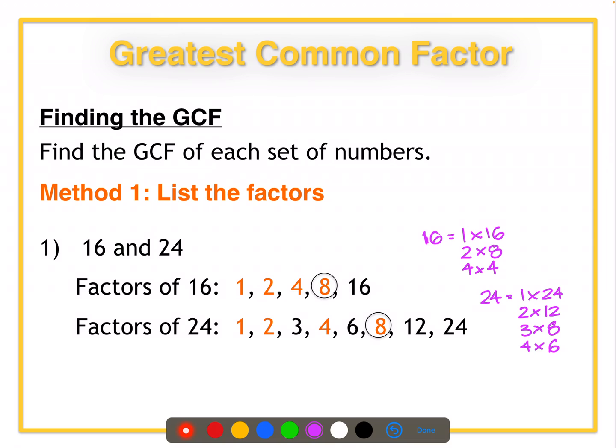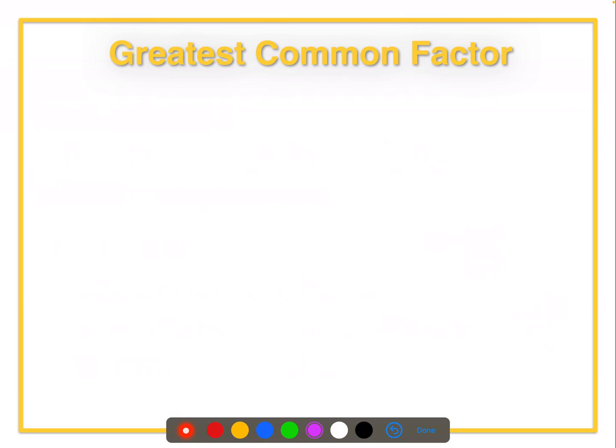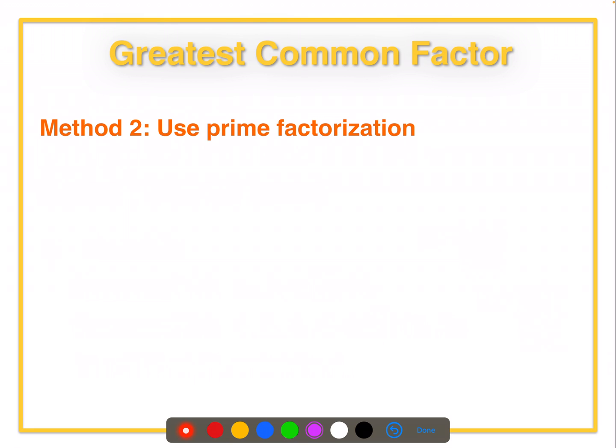So as you can see, the common ones are the orange, and the greatest one of the commons is 8. So the greatest common factor of 16 and 24 is 8.